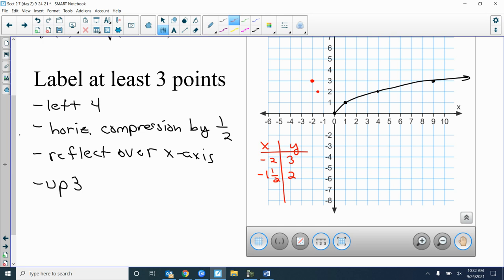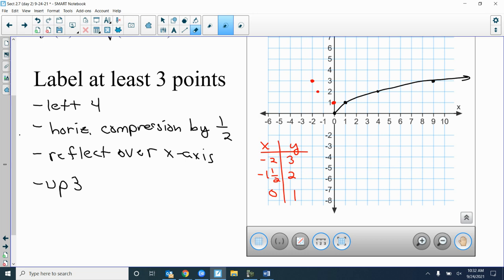And I'm just going to do this one here. 4, 2, I go left 4. So it puts me on the axis. So you can't compress it at all. Okay, because it's on the axis. Reflect over the x-axis. Well, that'll take me to 0, -2. And then if I move up 3, looks like I get 0, 1. Okay, for that. And then the last point, which was 9, 3.